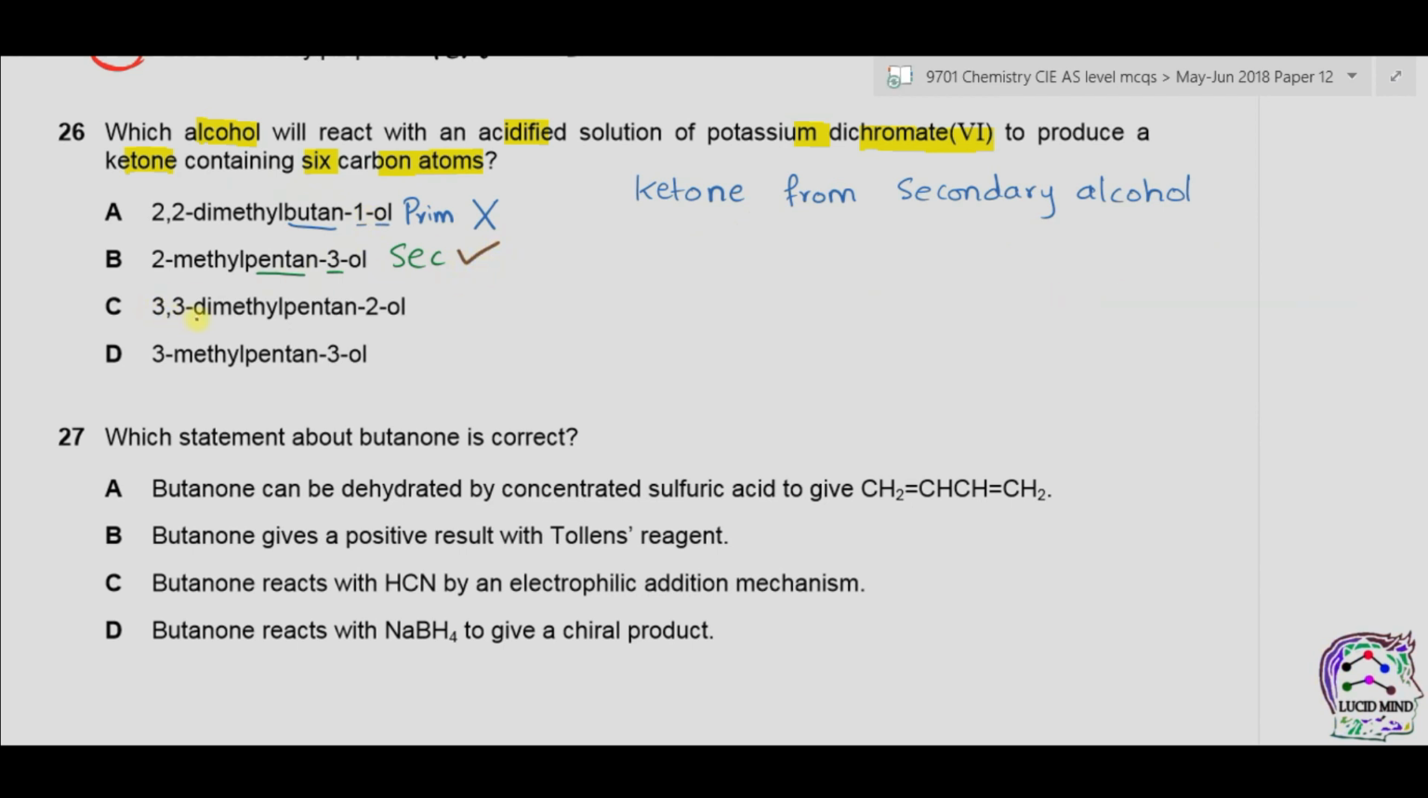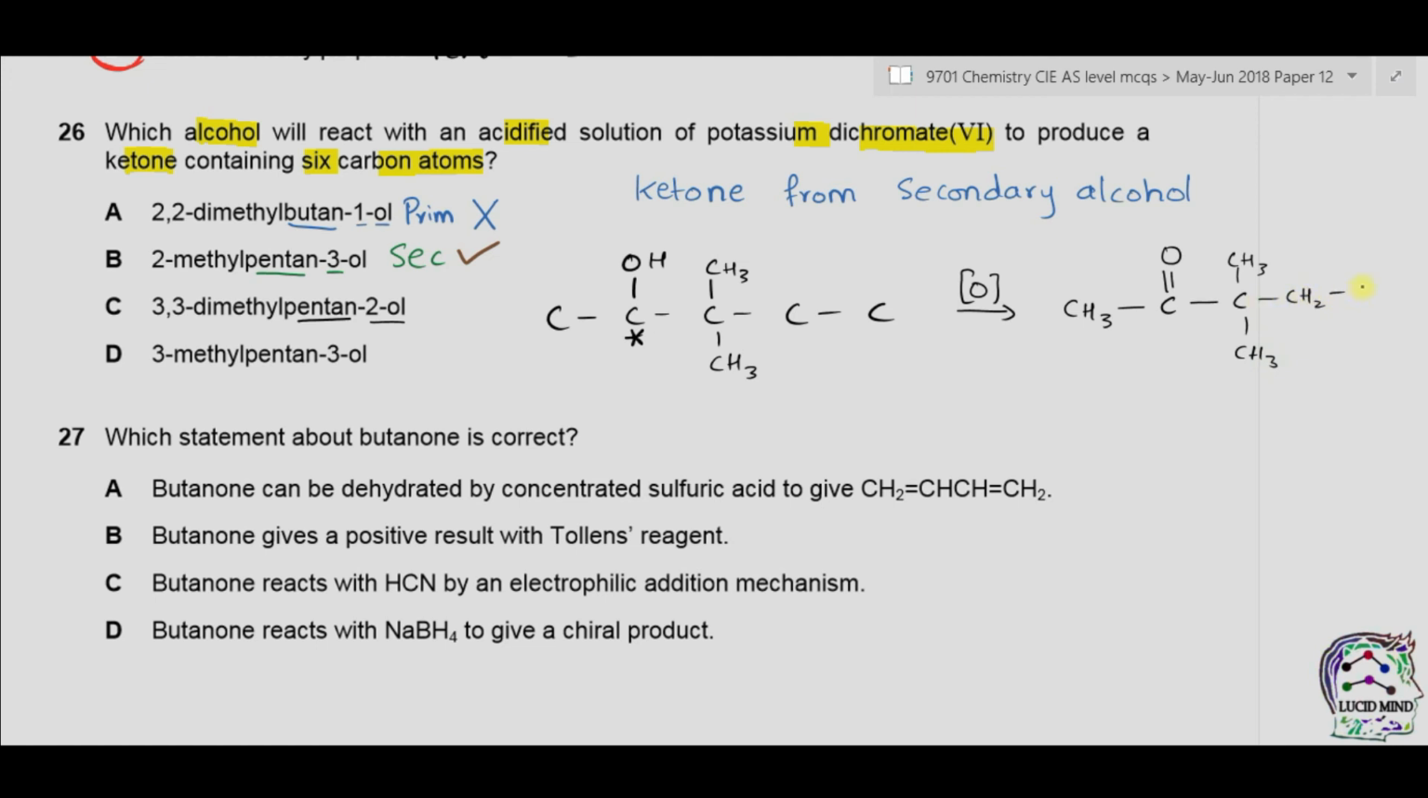Part C, we have 3,3-dimethyl pentane 2-ol as it is pentane, so we have 5 carbon atoms in the long chain. On second carbon we have alcohol group attached. On third carbon atom we have 2 methyl groups attached. Now this is secondary alcohol because this carbon is attached to 2 carbon atoms directly. Now this will be oxidized to ketone. Now in the product we have 7 carbon atoms, so therefore C is incorrect.